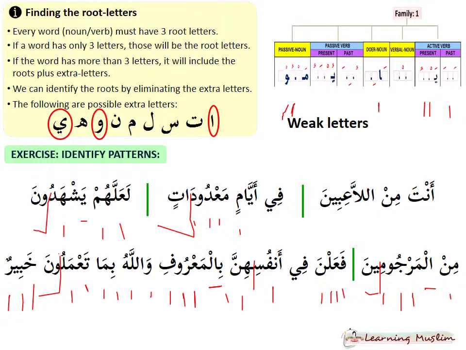So the meaning of فَعَلْنَا فِي أَنفُسِنَا بِالْمَعْرُوفِ وَاللَّهُ بِمَا تَعْمَلُونَ خَبِيرٌ is: they did amongst themselves goodness, and Allah is aware of that which you are doing.